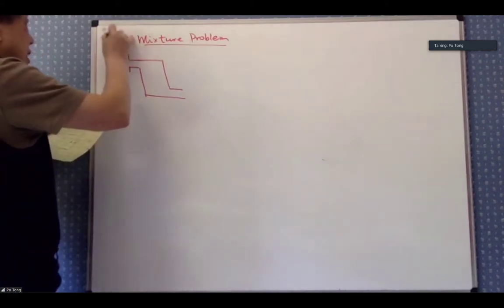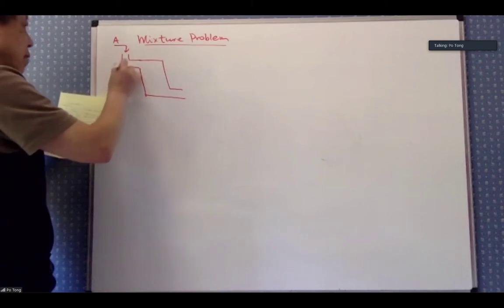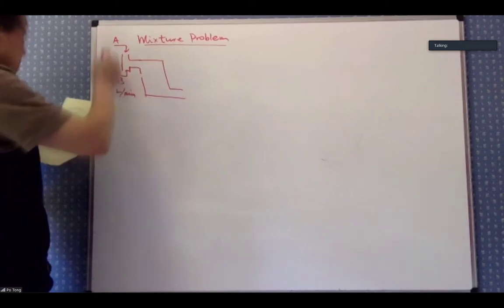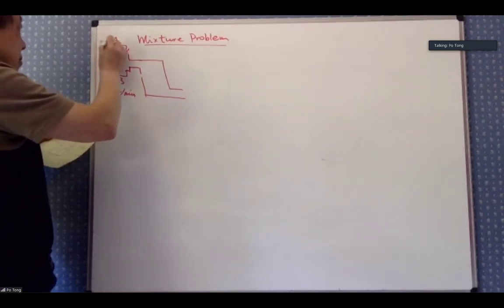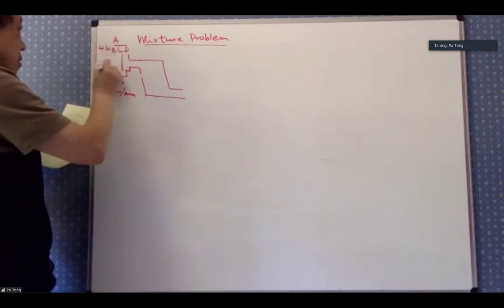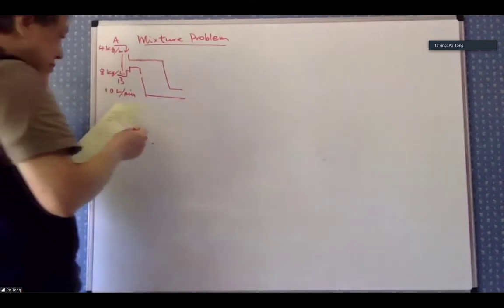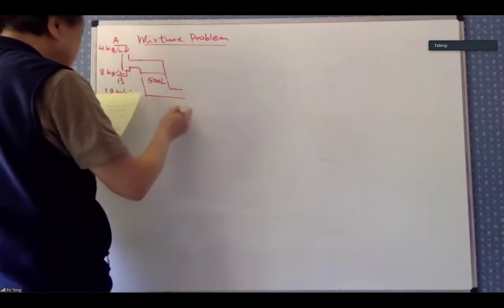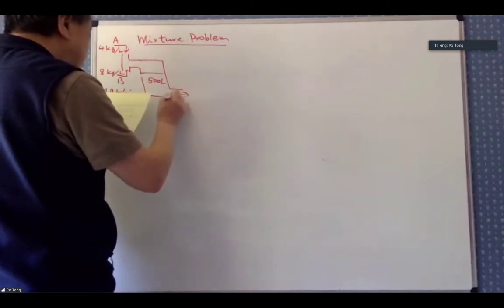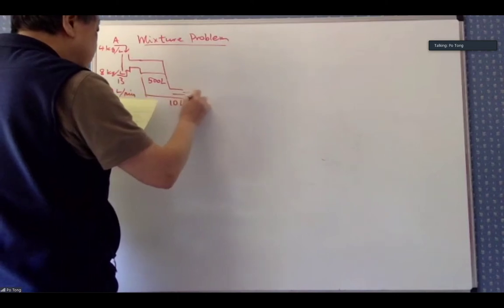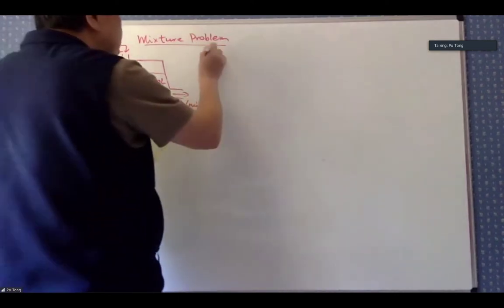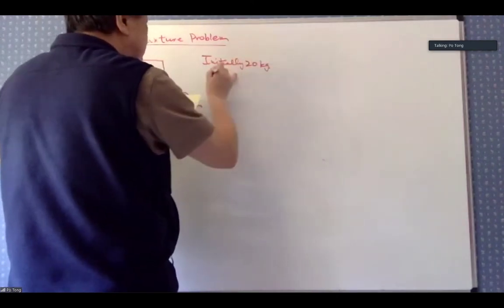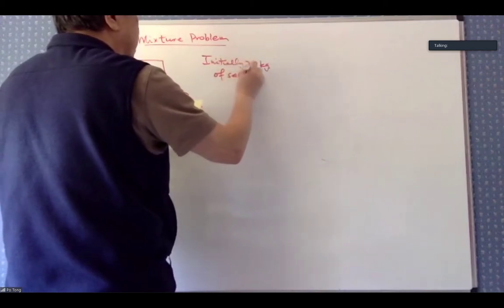So you have this path A and path B, 10 liter per minute, 4 kilogram per liter, and this is 8 kilogram per liter. The tank is 500 liter. This is coming out also at 10 liter per minute. So initially, 20 kilogram of salt in the tank.